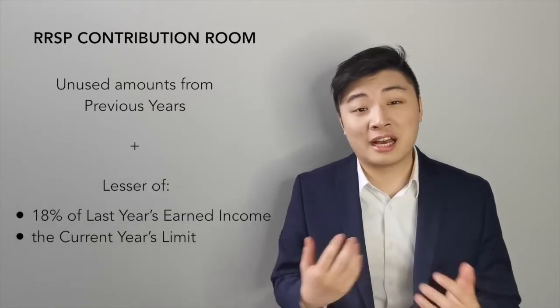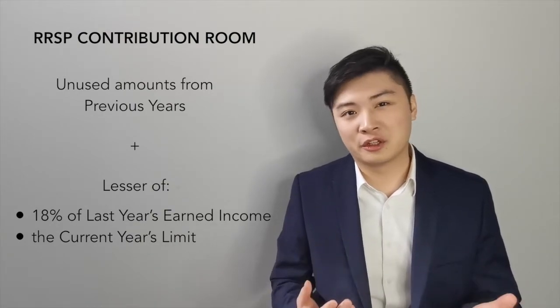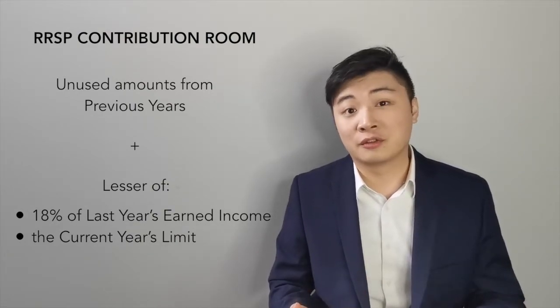How do we contribute to an RRSP account? Our contribution room is determined by the unused amount from previous years plus 18% of last year's earned income or the current year's limit. Your current year's limit varies from year to year, and you'll have to check the annual limit for that year to calculate your total RRSP contribution room.